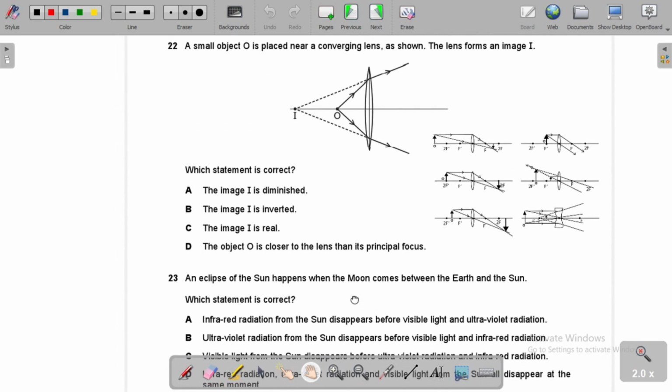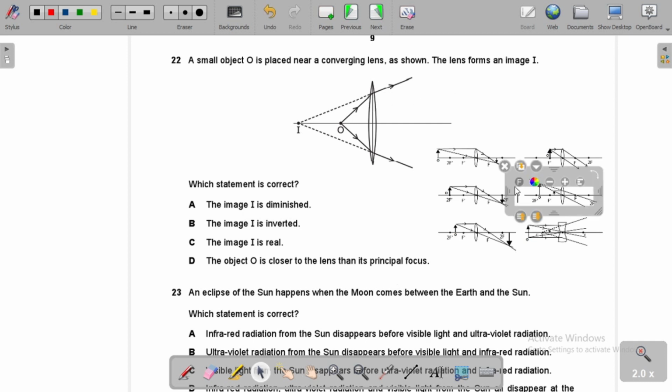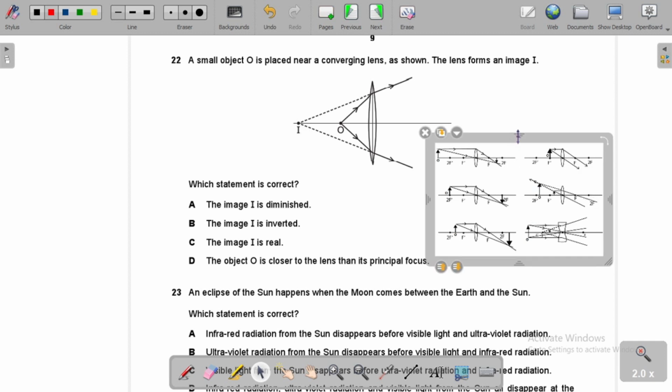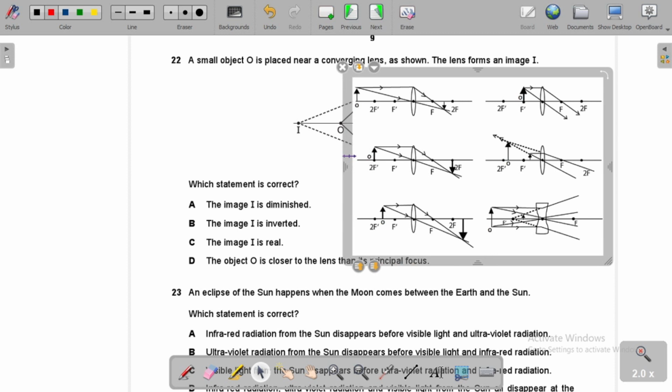The next question. A small object O is placed near a converging lens as shown. The lens forms an image. Which statement is correct? The image I is diminished. Let's look at the image formed. The image formed is actually a virtual image because of these dotted lines. I have a diagram here to show you the image formed by a convex lens. Let's look at the condition in which it forms a virtual image. Here the image is real and inverted.